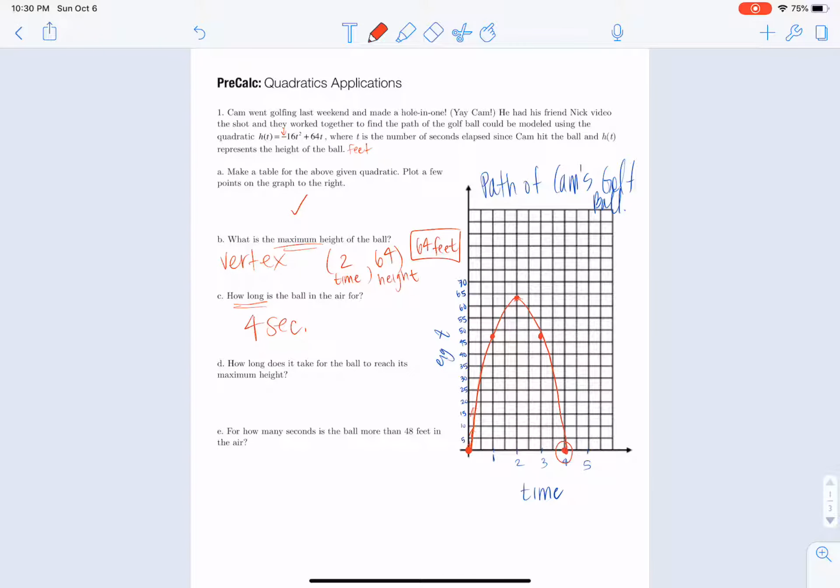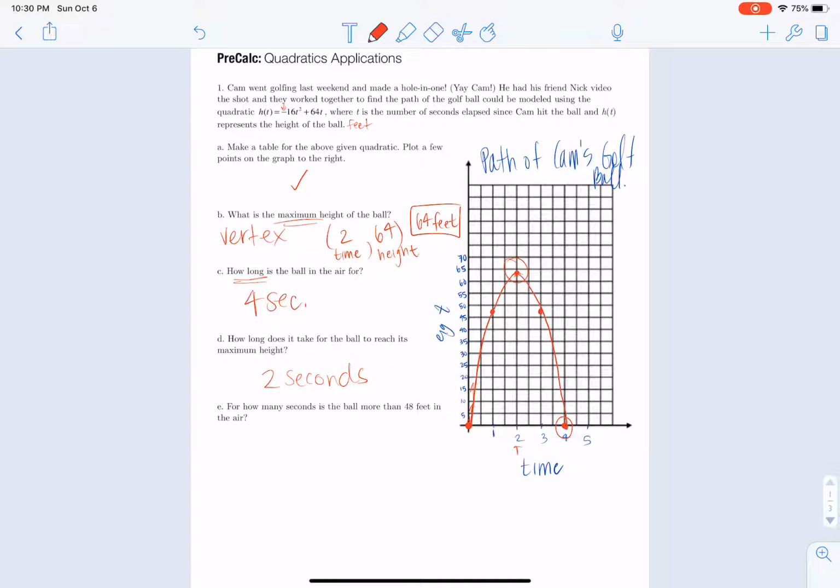This part B question was a way of saying, what is that vertex? How long does it take for the ball to reach its maximum height? This is a fancy way of asking for the x-coordinate, or the axis of symmetry, the x-coordinate of the vertex. We would say 2 seconds.